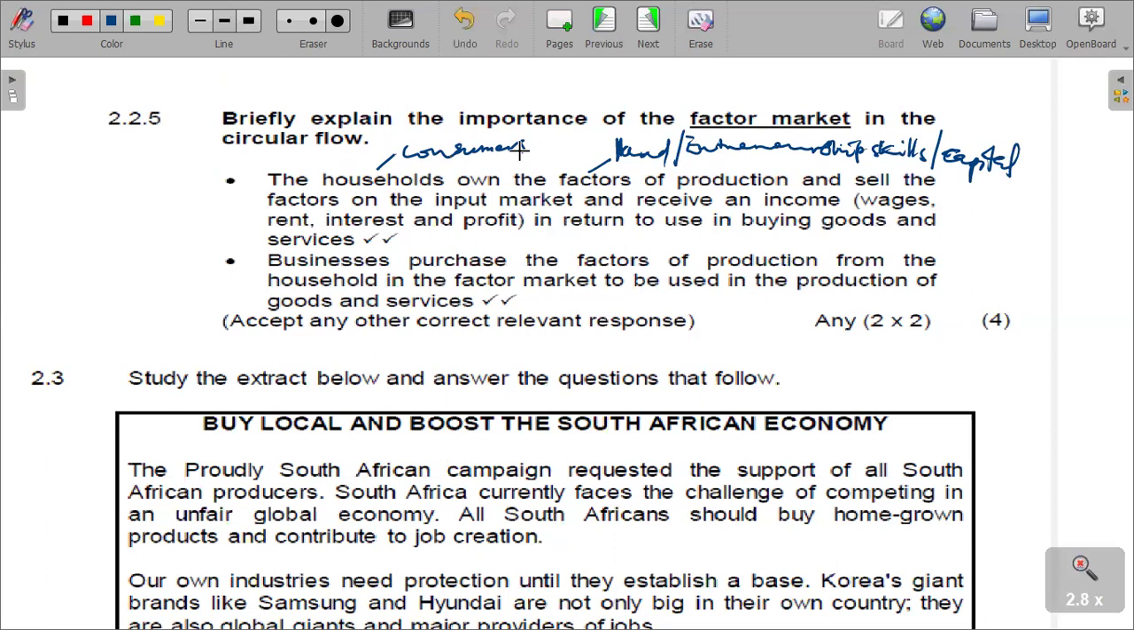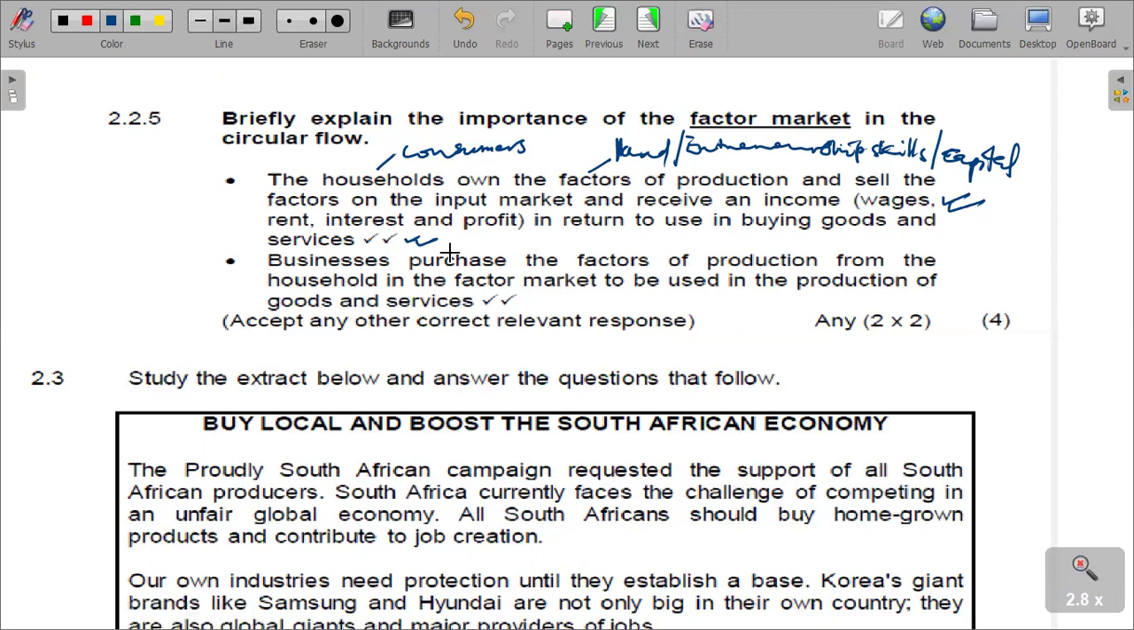The input market is where they sell these factors of production to businesses in order to receive income. For example, their labor, skills and knowledge are hired by businesses, and in that regard people receive wages. They receive rent for their land. With capital, you lend money and receive interest and also profit in return, to use in buying goods and services. That is what happens there.